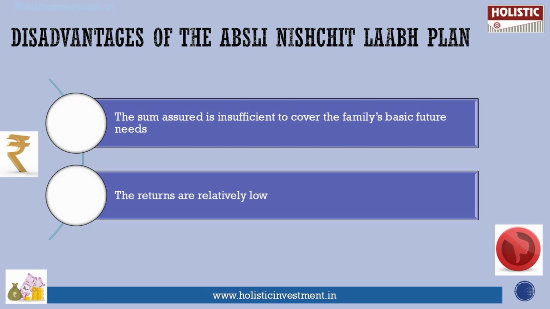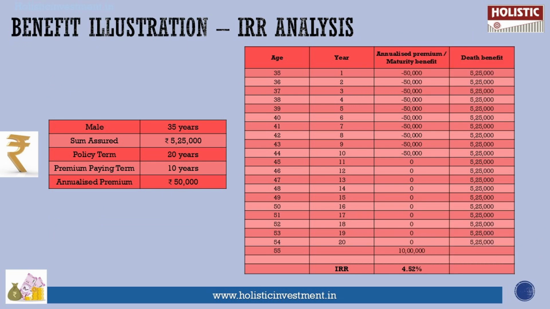The disadvantages are: the sum assured covered by this policy is insufficient to cover the basic future financial needs of your family, and also the returns you get from this policy are relatively low. So these are some major drawbacks present in this policy. Now, as we have understood some basic details about this policy and how it briefly works, let us move on to the analysis part of the video.